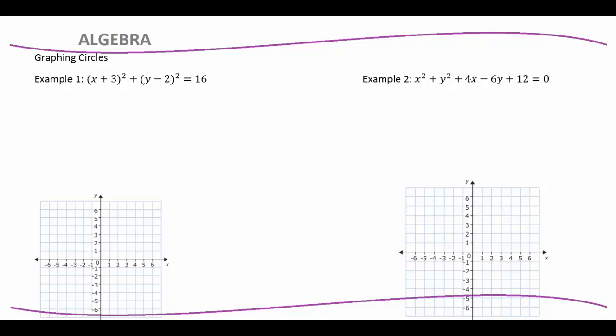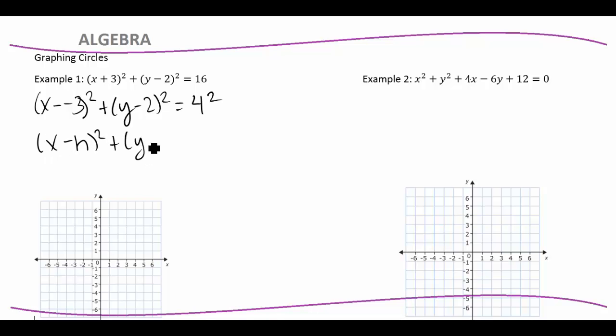So first thing I want to do is rewrite this equation to look a little different so it looks closer to the standard form. So we're going to have (x − (−3))² + (y − 2)² = 4². The square root of 16 is 4, so it's 4 squared. And now we can compare this directly to our standard form of a circle, which is (x − h)² + (y − k)² = r². And we're going to compare this directly.